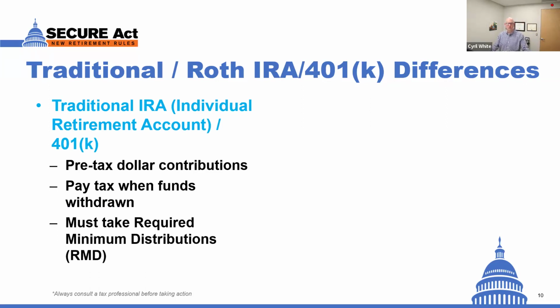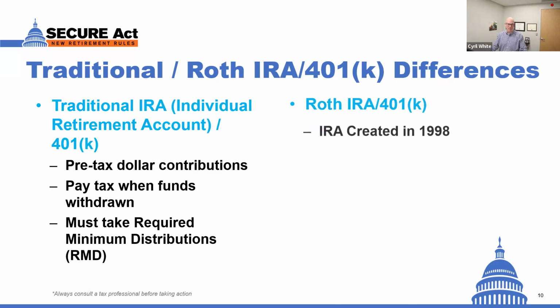The other difference between a traditional and a Roth IRA or 401k is that you must also make a required minimum distribution, and we'll cover a lot more about these in this workshop because the Secure Act affects them significantly. You have to take money out of your IRA and your 401k starting at a specific age, depending on the year you were born, and we'll go into that momentarily.